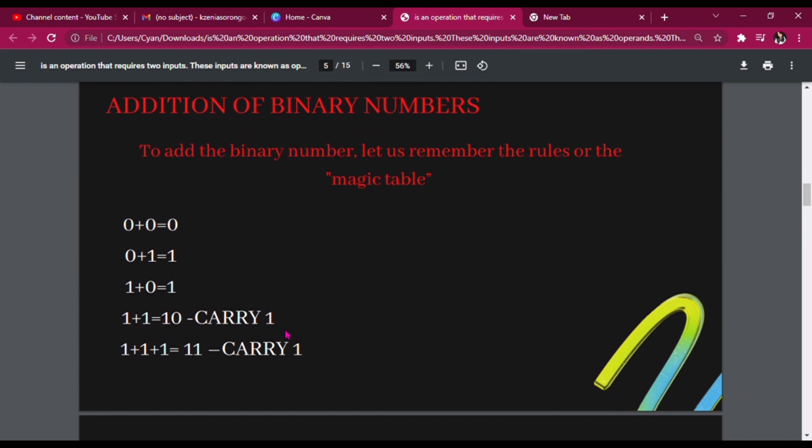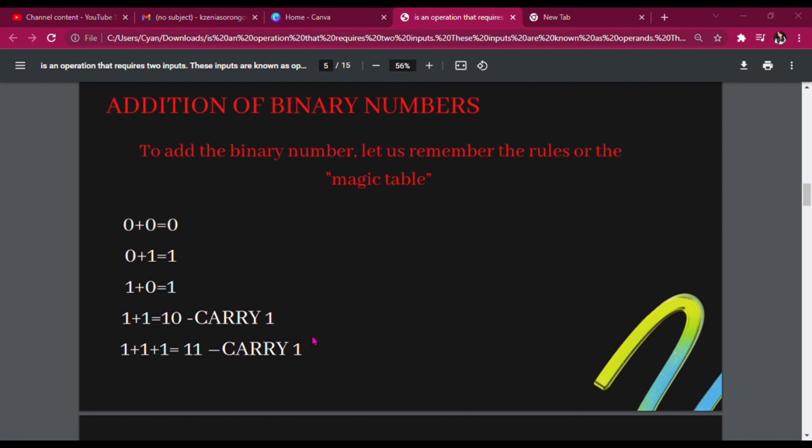So next, addition of binary numbers. To add binary numbers, let us remember the rules or the magic table. So 0 plus 0 equals 0, 0 plus 1 equals 1, and 1 plus 0 equals 1, and then 1 plus 1 equals 1, 0, so carry 1, and then 1 plus 1 plus 1 equals 1, 1, and then carry 1.